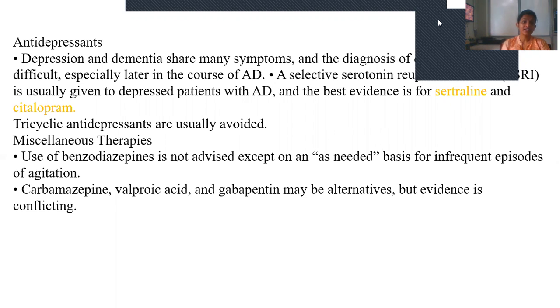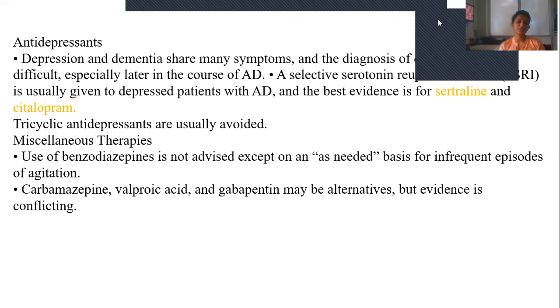Antidepressants: depression and dementia both have similar symptoms and diagnosis, especially later in the course of Alzheimer's disease. Selective serotonin reuptake inhibitors, that is SSRIs, should be given for depression. The best drugs used for depression include sertraline and citalopram. And tricyclic antidepressants should be avoided.